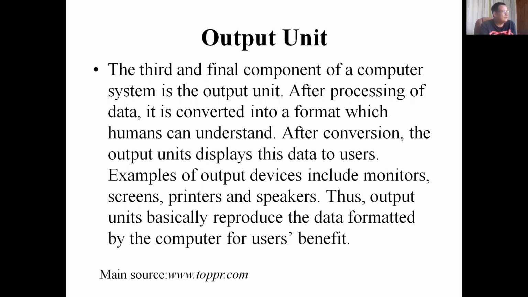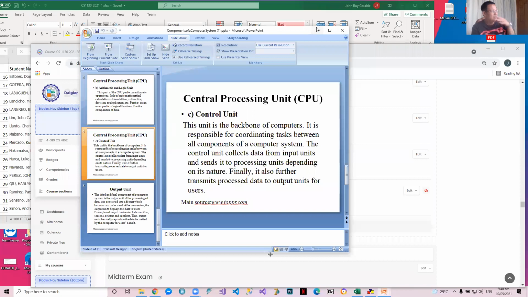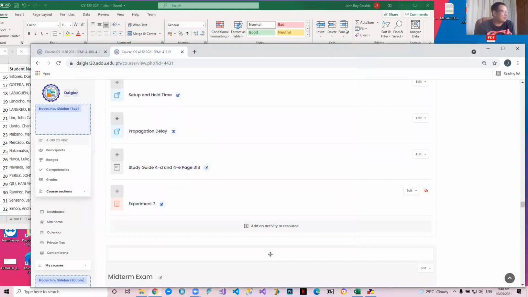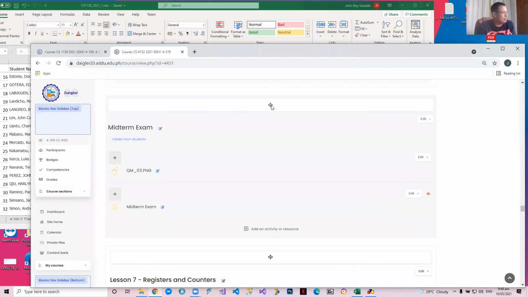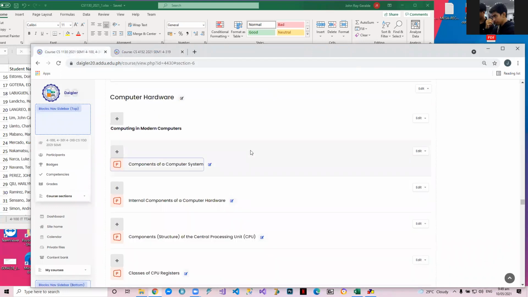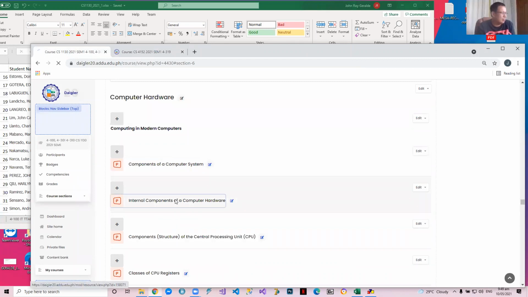Do you follow? The output unit is the subsystem in a computer where output is sent, like your monitor, your printer, your speaker, and so on and so forth. This is the system the computer uses to send the output. Now let's look at the internal box we call the CPU. What are the internal components of a CPU?